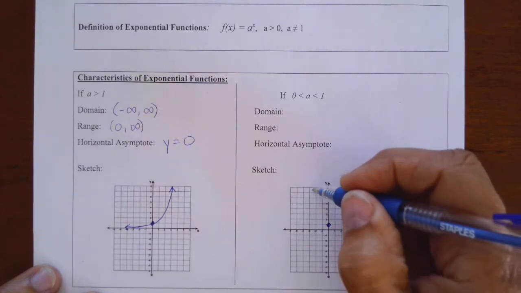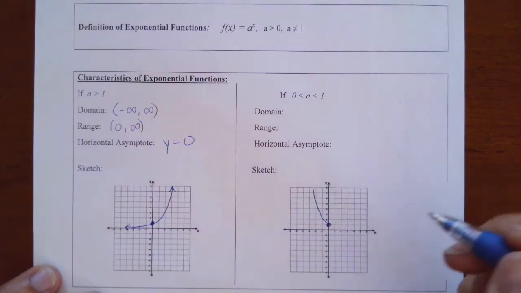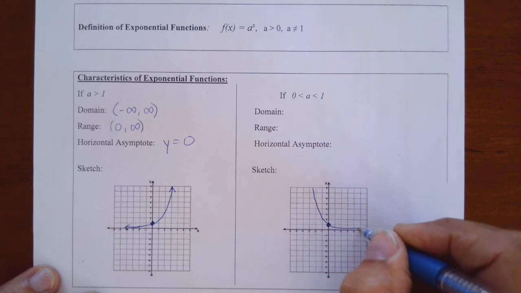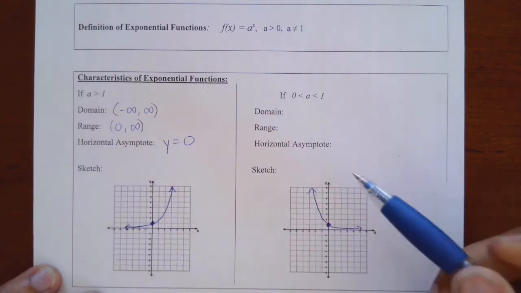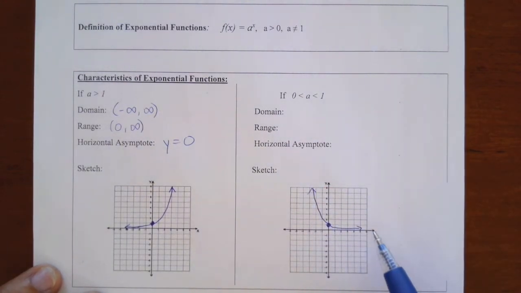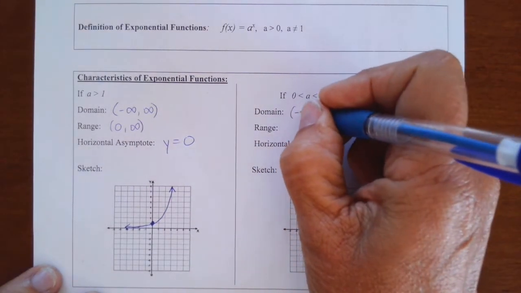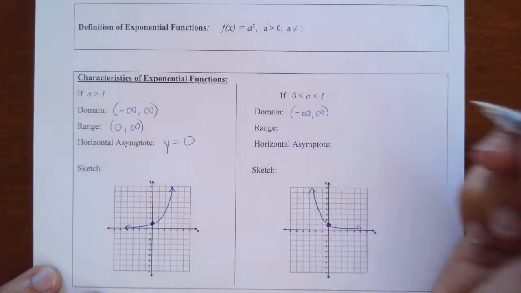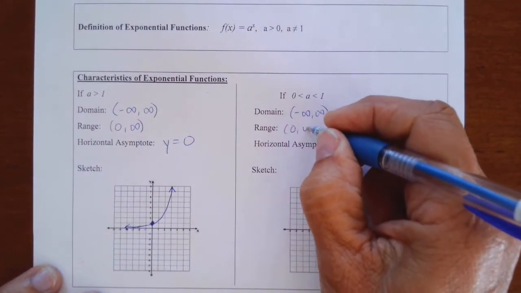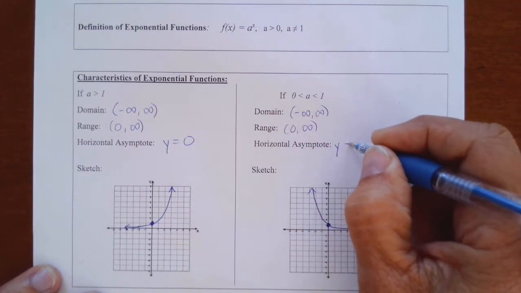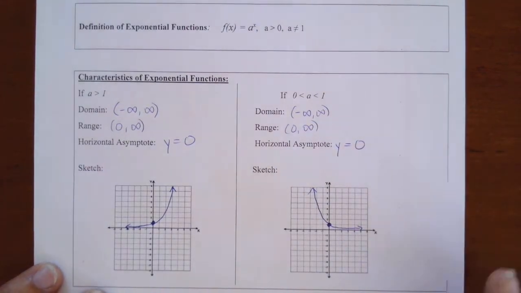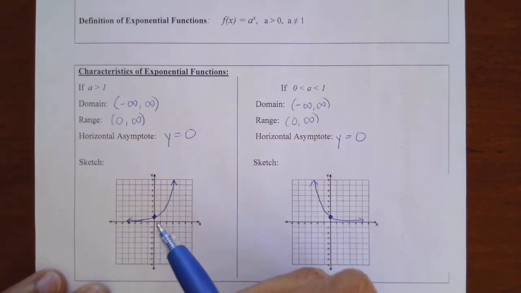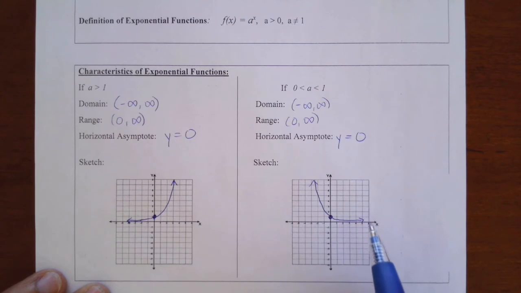These graphs will be decreasing. So they do the opposite. They're going to go to infinity on the left side, but get close to 0 on the right side. Okay? So that doesn't change your domain. The domain is still all real numbers. It doesn't change the range. And it doesn't change your horizontal asymptote. So nothing really changes other than this one is increasing and this one is decreasing.